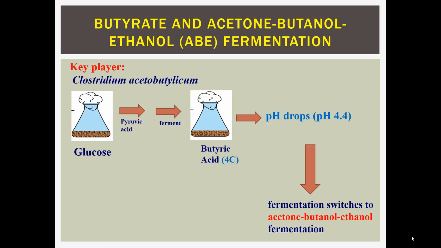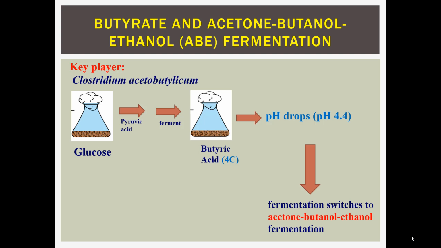Some Clostridia initially make butyrate during fermentation, and when the butyrate accumulates and the pH drops owing to the butyric acid produced, the fermentation switches to butanol-acetone fermentation. So butanol-acetone fermentation is a type of fermentation in which butyrate is initially produced and then followed by a mixture of butanol and acetone as fermentation products.